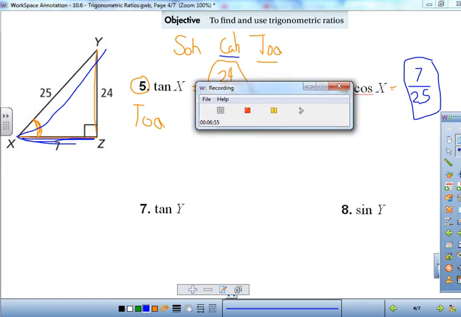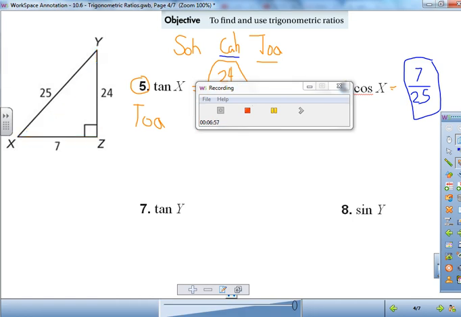Okay, now this time, clear our picture. We're talking about angle Y. So give me a pause, give yourself another minute or two, and give it another try with angle Y.